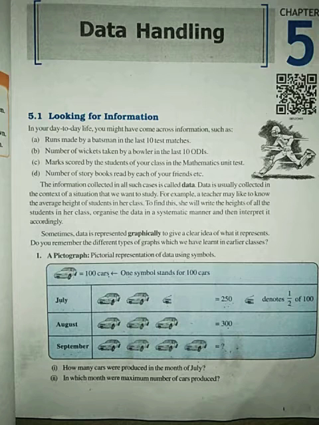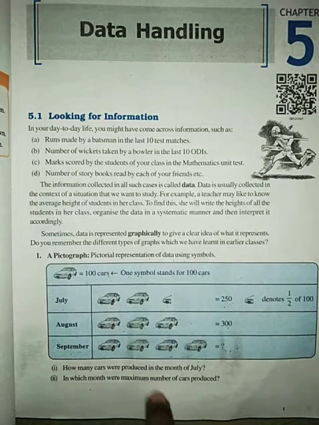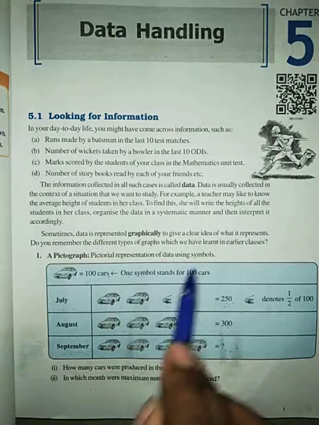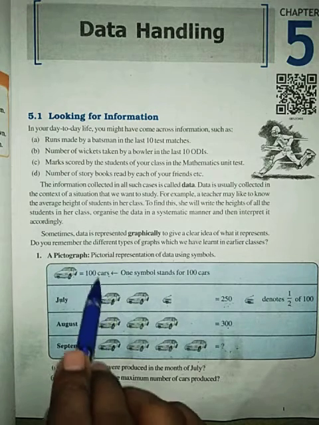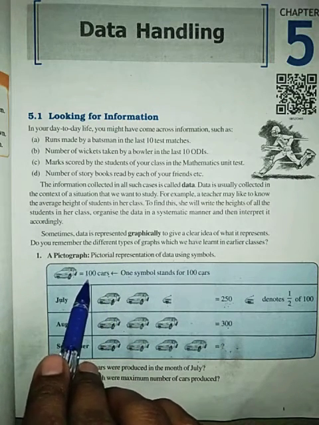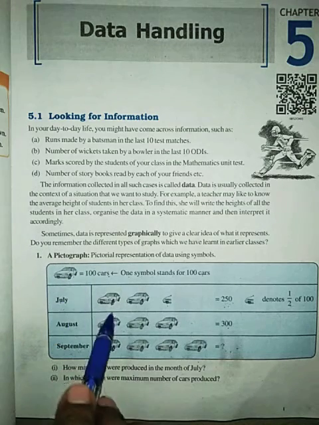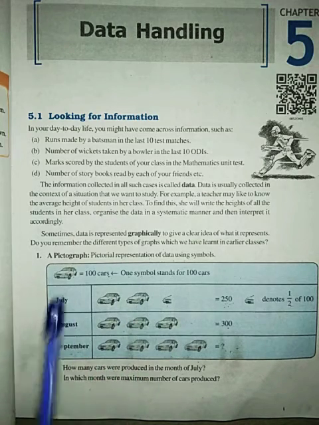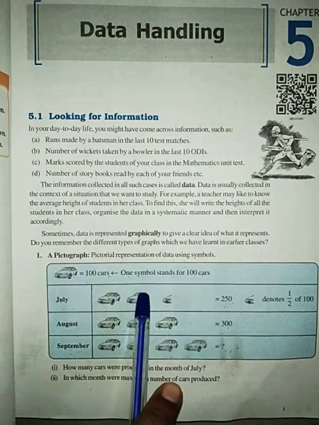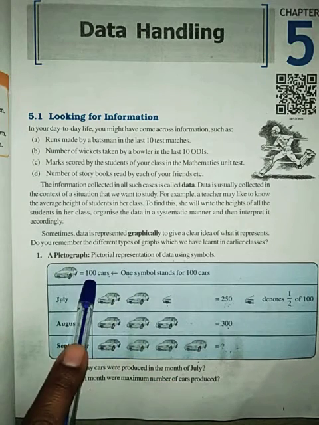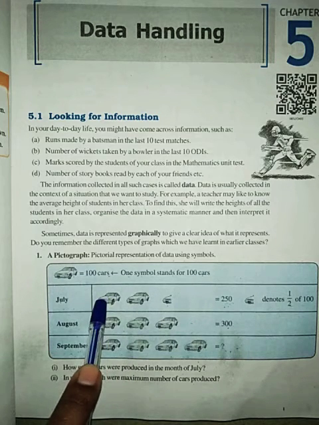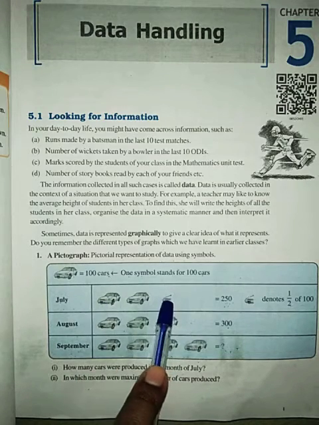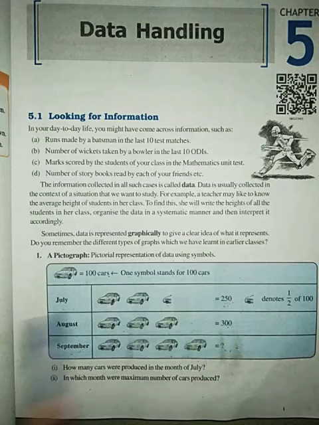One thing you have to note: here one symbol stands for 100 cars, as given. This information may be different. Suppose I say one symbol is nothing but 200 cars, then this will be 200 plus 200 plus 100. Here it is given that one symbol is 100 cars, so 100 plus 100. If one symbol is 200 cars, then 200 plus 200 plus half, and half of 200 is 100, so the total will be 500.